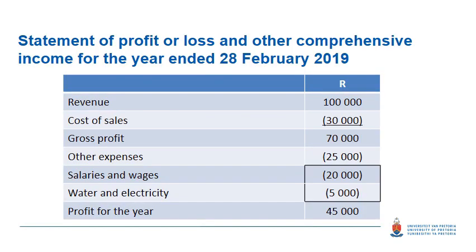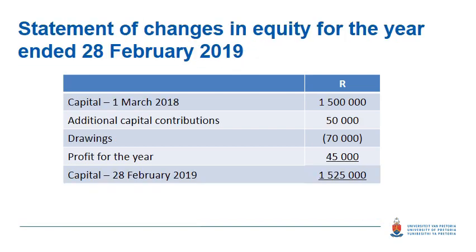If we look at the statement of profit or loss and other comprehensive income, this is a very simplified example. So we have our revenue and we have our cost of sales and gross profit, but I want you to have a look at the profit that we've calculated for this year. This profit will be only pertaining to this financial year, the last 12 months. But when I prepare the statement of changes in equity, that 45,000 Rand will be incorporated in the statement of changes in equity since it increased my equity.